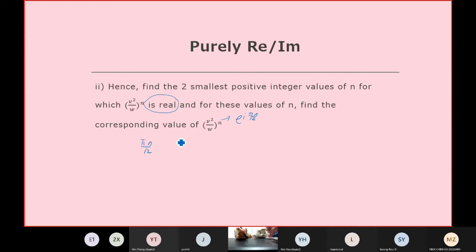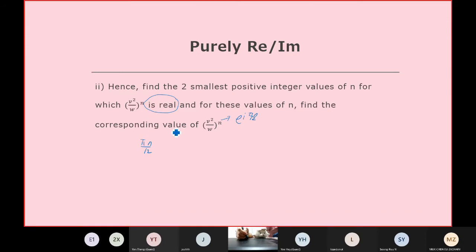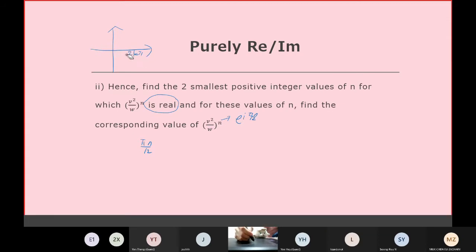Here's the catch, the funny thing. You won't believe it, but I already know the corresponding value of (V squared over W)^n. It's likely plus or minus 1, because your modulus is 1, and it's probably going to be on the positive and negative sides. But that is from experience. Let's just solve it the proper way first. We want it to be real, so we want it on the horizontal axis with argument 2k pi, or odd multiples of pi. So it's actually just k pi.